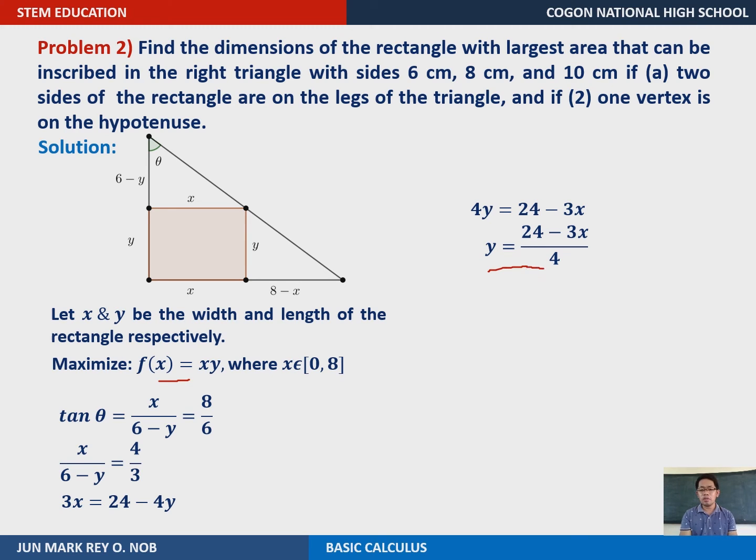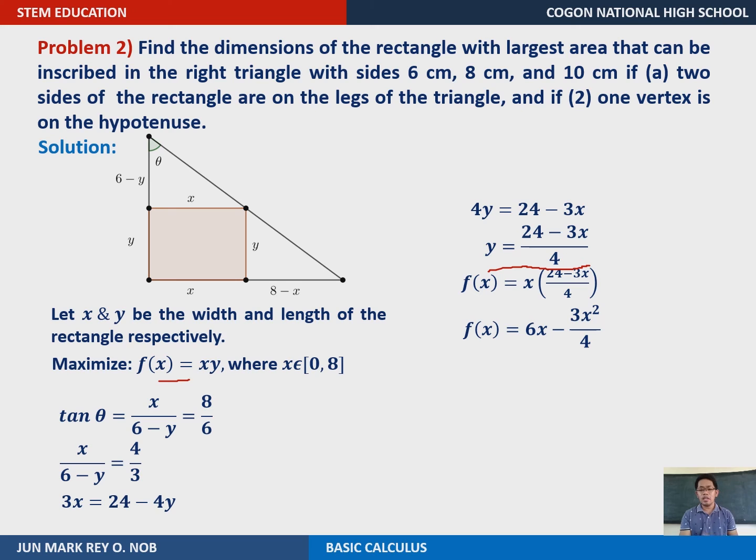So what we're going to do is to substitute the value of y in our objective function. So now our objective function becomes x times the expression for y, and if we simplify it further, our objective function is 6x minus 3x squared over 4.